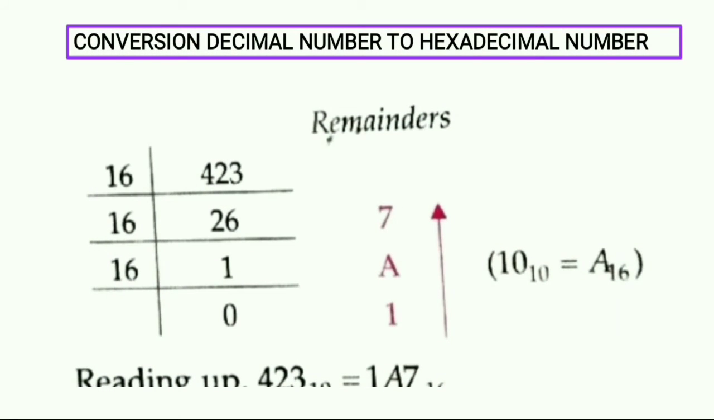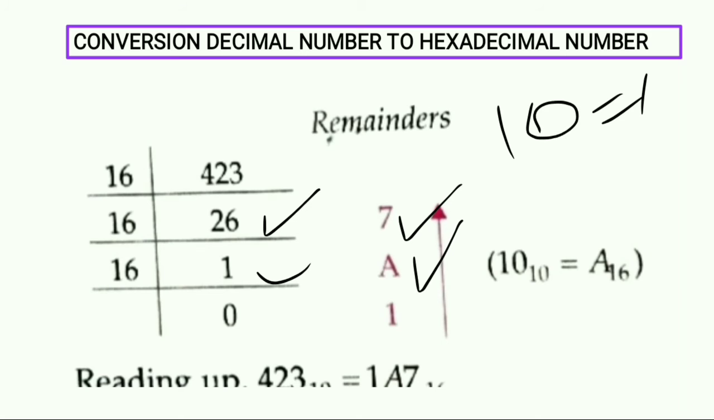Now we will be converting a decimal number to hexadecimal. We will be converting the number 423 to hexadecimal. When we divide 423 by 16, we get quotient 26 and remainder 7. Now when we divide 26 by 16, we get quotient 1 and remainder 10, which is equivalent to A in hexadecimal. Now when we divide 1 by 16, at last we get quotient 0 and remainder 1. As we did earlier, we take this number from MSB to LSB, that is bottom to top. So the number 423 is equivalent to 1A7 in hexadecimal.